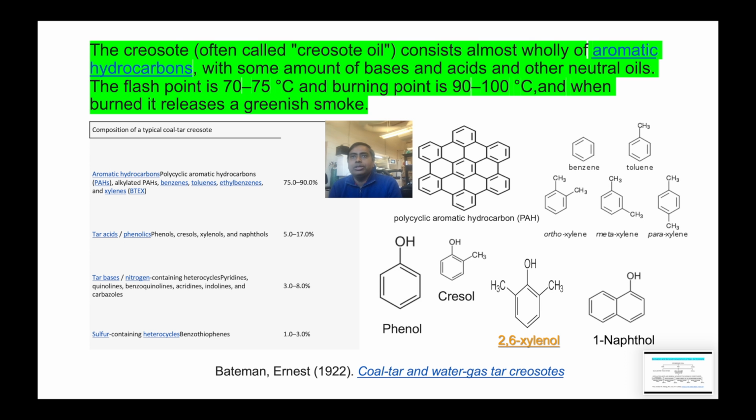Talking about the constituents' chemical structures, you can see here on the left side of my chart the creosote constituents. Most of them are aromatic hydrocarbons containing benzene, xylene, xylenol, phenol, and some other basic tar compounds and acidic tar compounds. PAH means polycyclic aromatic hydrocarbons. Other than that, we have benzene, toluene, ortho, meta, and para xylene, compounds like phenol and phenol derivatives of cresol, 2,6-xylenol, and naphthalene.